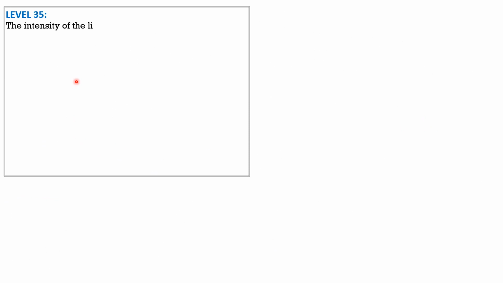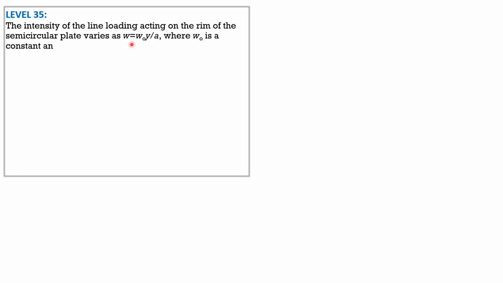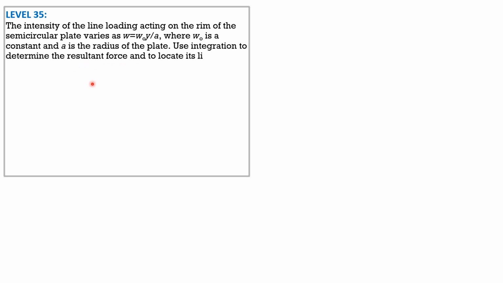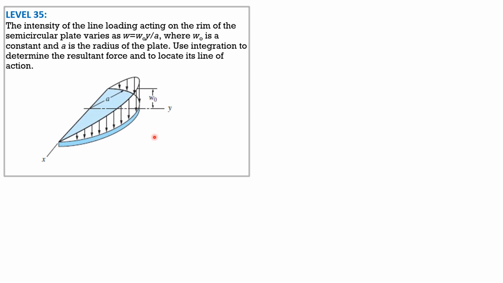Problem 35: the intensity of the line loading acting on the rim of the semicircular plate varies as W equals W0 Y over A, where W0 is a constant and A is the radius of this plate. Use integration to determine the resultant force and locate its line of action. So here is the figure.